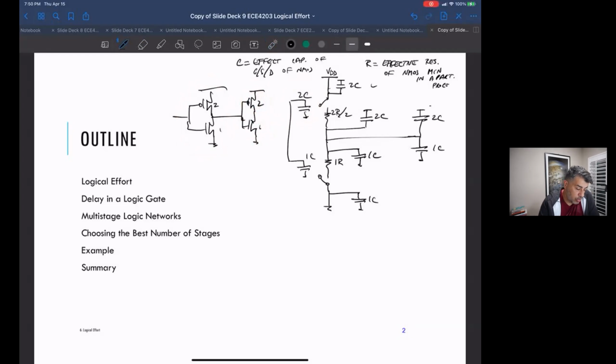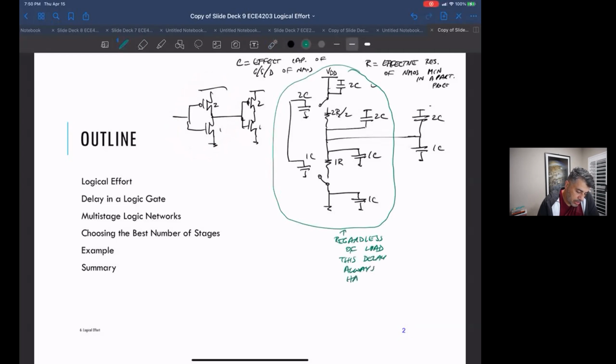Okay, so this guy here is the delay of my driver itself. Basically, regardless of what I'm driving, of load, this delay always happens. And this guy is the delay caused by the load.